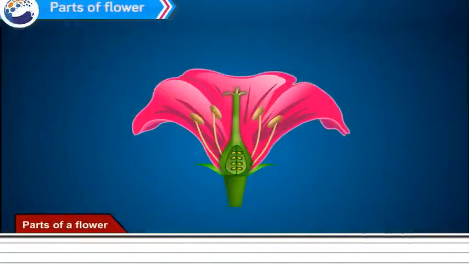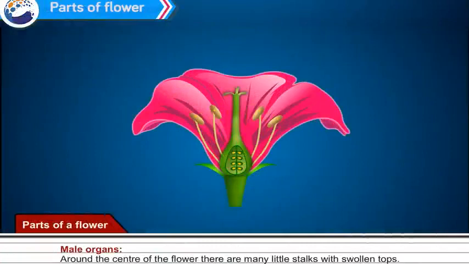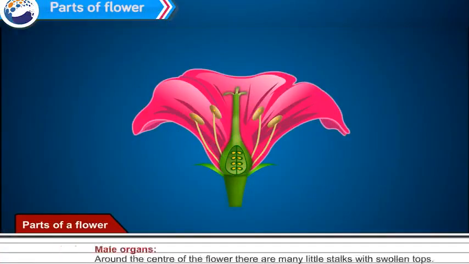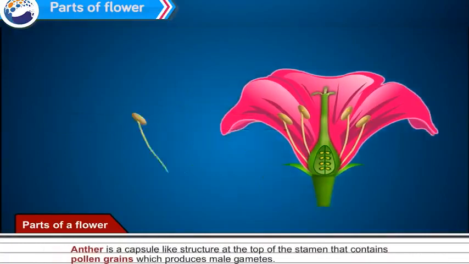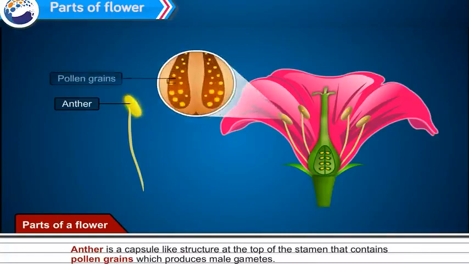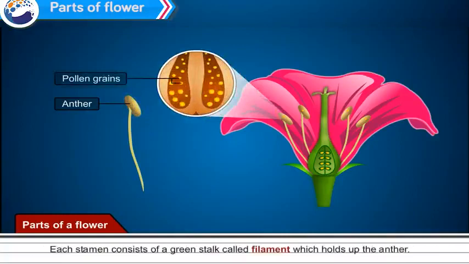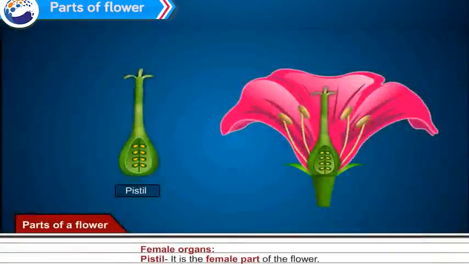Parts of a flower. Male organs. Around the center of the flower, there are many little stalks with swollen tops. These are called stamen. Stamen is the male reproductive part. Anther is a capsule-like structure at the top of the stamen that contains pollen grains which produce male gametes. Each stamen consists of a green stalk called filament which holds up the anther. Female organs.